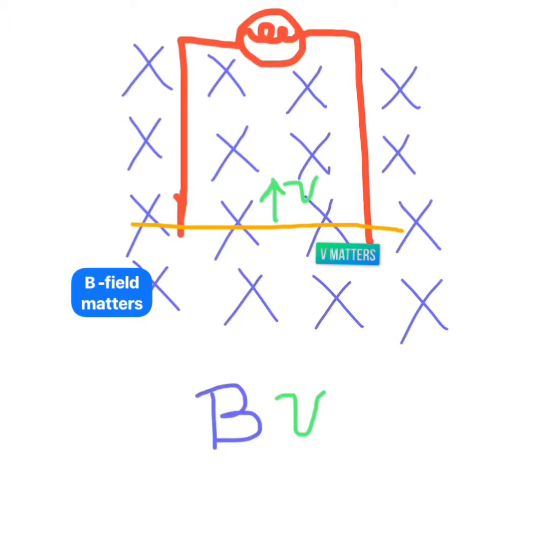So the greater the V, the more force. The more force, the more electrons get pushed over to this side. And the more electrons that get pushed over to this side, the more potential energy there is in the bar, therefore the greater potential difference between the sides and the greater current that would flow around.